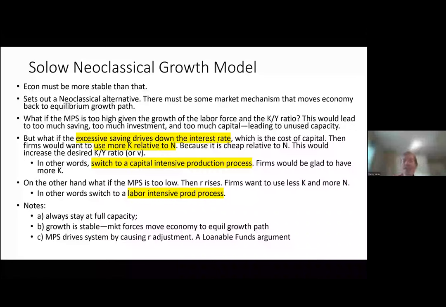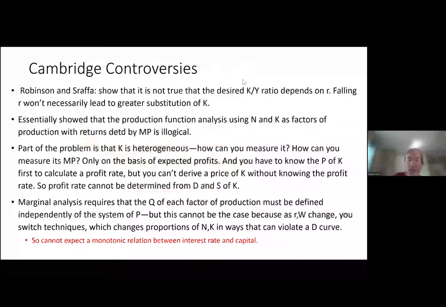So then this leads to two kinds of critiques. The first is the Cambridge Controversies, Robinson and Sraffa. Now, Sraffa in 1926 had already destroyed the marginal productivity theory. This was brought back with his book in 1960 and by Joan Robinson, who showed that it's not true that the desired capital output ratio depends on the interest rate.